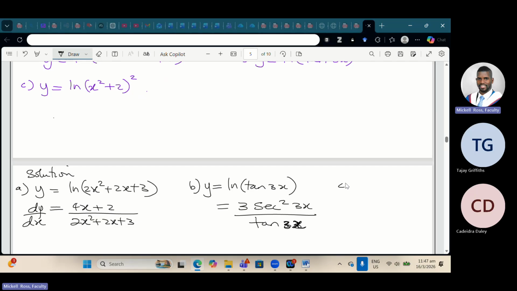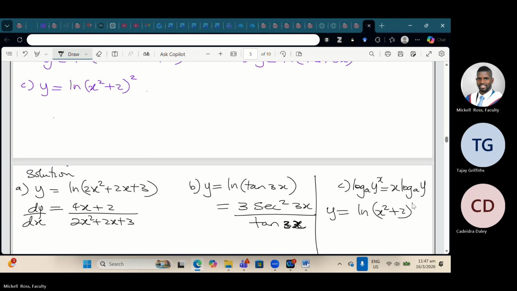Now, there's a rule in logs that says if you have log to base a of y to the x, it is equal to x log to base a of y. That rule is going to apply here because we can say that y is equal to the ln of x squared plus 2. We can take this 2 and write it at the front right here. So we can write it as y is equal to 2 ln of x squared plus 2.